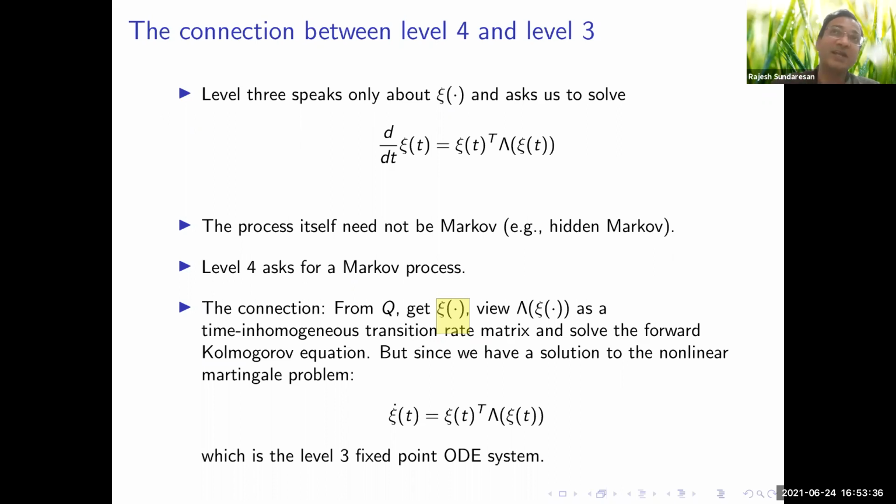So there is some underlying level 1 which led to this level 2 which led to this level 1. Similarly, I would say here that there is some underlying level 4 which yields this level 3, but there could be many Markov processes which might yield the same level 3 McKean-Vlasov equation. That's possible.